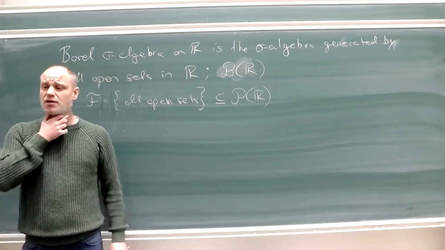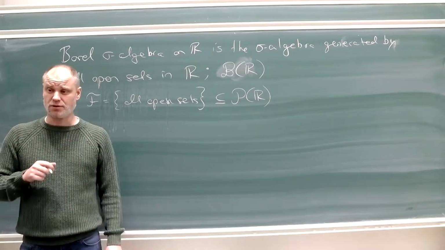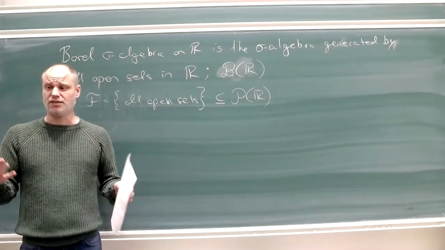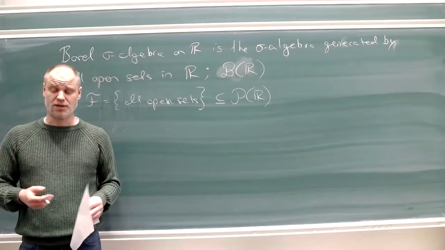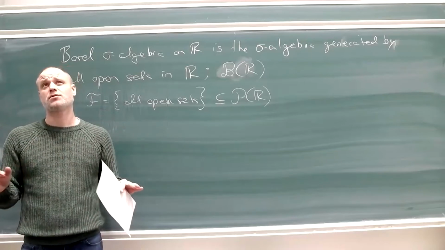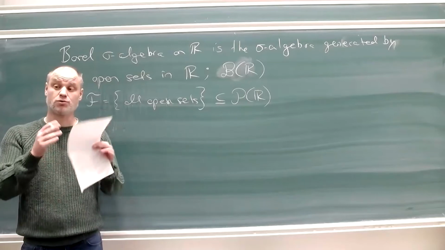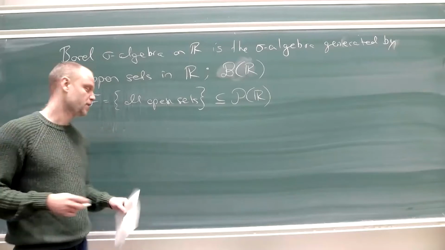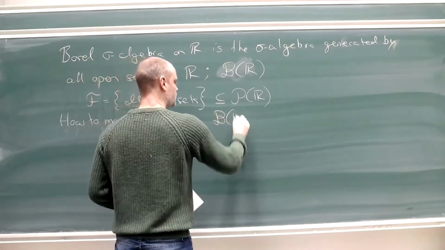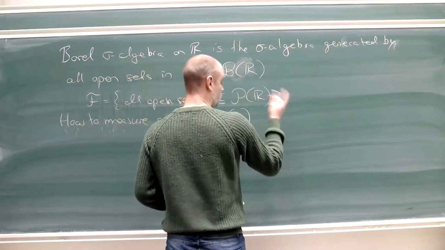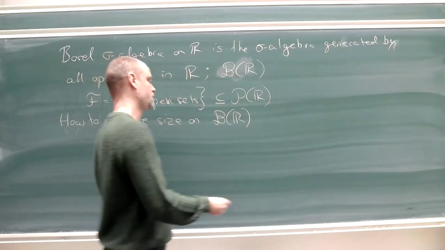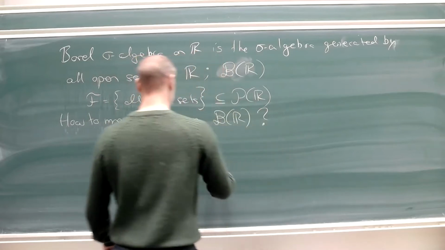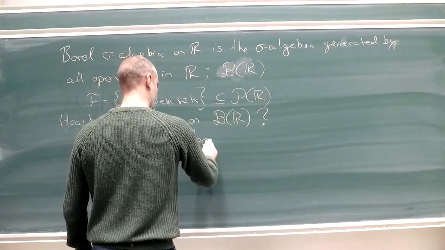Now we come to the other problem I left open a while ago: how do you determine size, or give a meaningful number to size? So this concludes 1.1 in the book. Now we go to 1.2. We have to introduce measures now. How to measure size on B of R, or any other sigma algebra for that matter. So let's put a new headline here: measures.